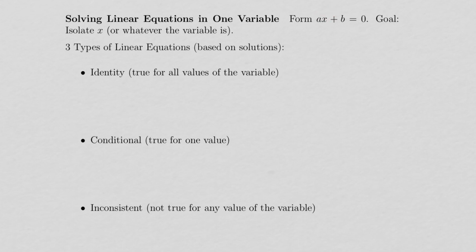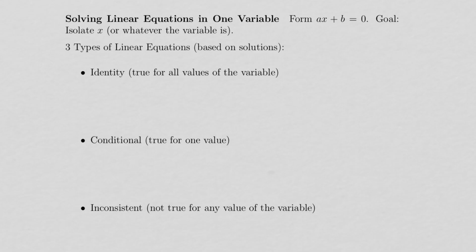So before we get into solving them, let's talk about how to classify linear equations. We're going to classify them based on solutions, and there's basically three types. The first type is something called the identity. And this type of linear equation is going to be true for all values of the variable, basically all the values of x. So let me give you an example. Let's say I have something like this.